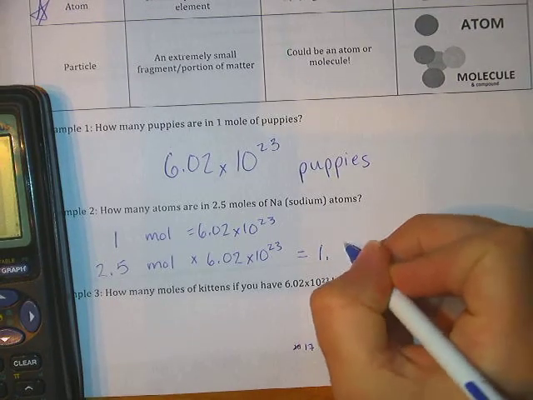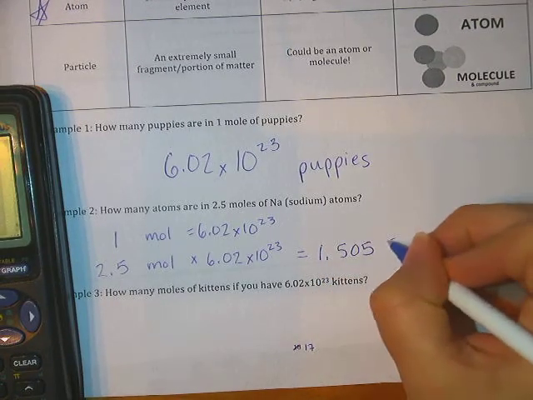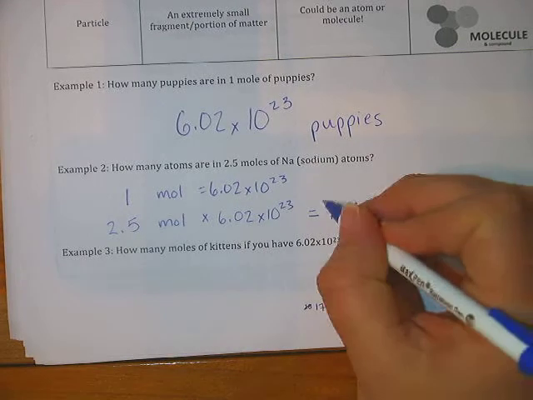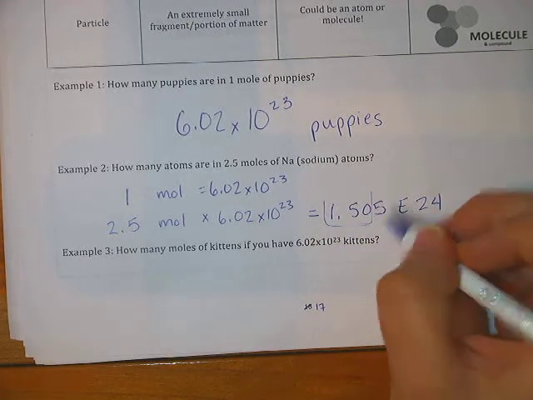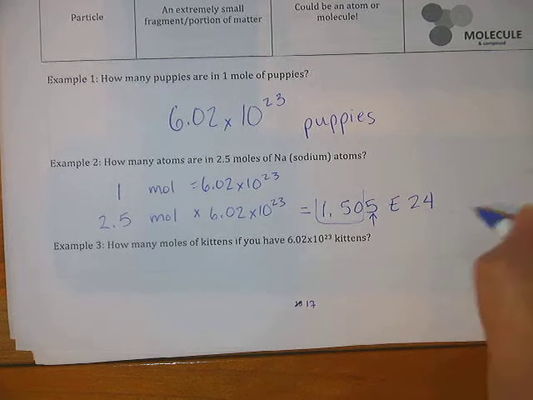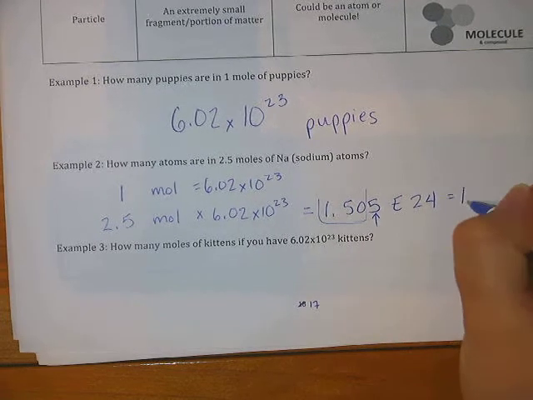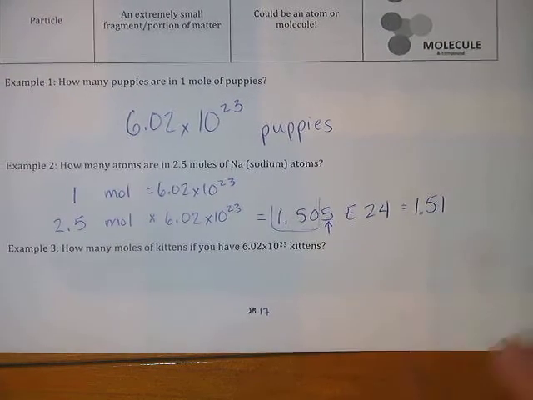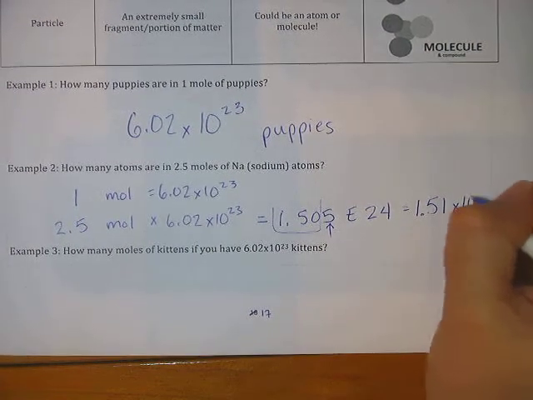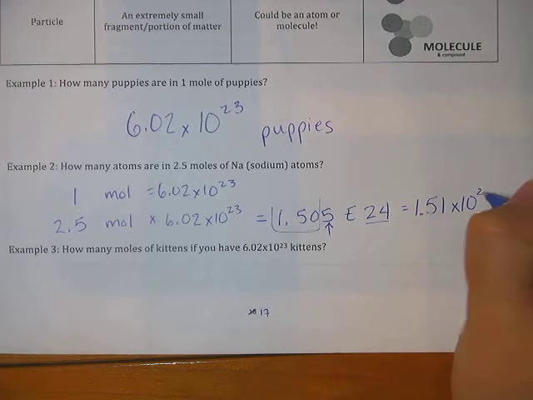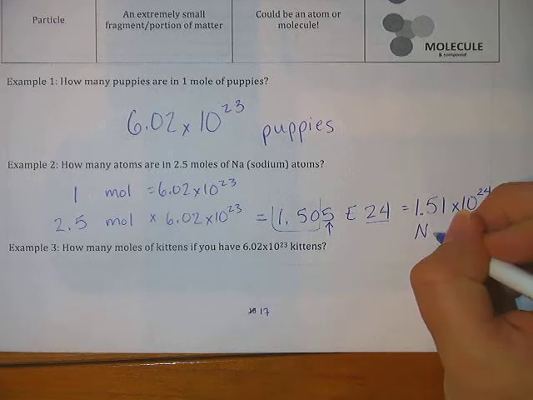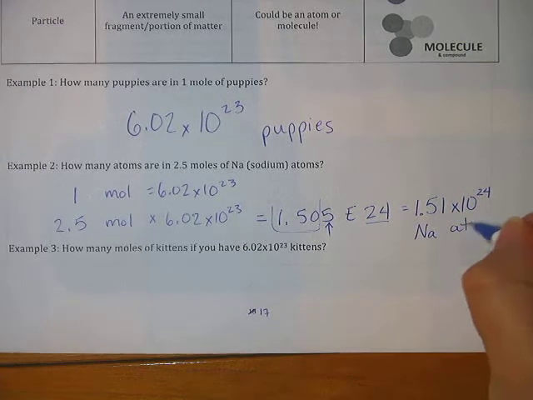Once you're sure that you are typing it correctly, we can write our answer. The calculator says 1.505 E24, but that's not really how we're supposed to write final answers. First of all, we need to round to the hundredths place. So this 5 tells me to round up. Instead of 1.50, I should write 1.51. And then when I'm writing on paper, I shouldn't write E like that. I should write times 10, and the exponent is 24, like this. And then label it sodium atoms.